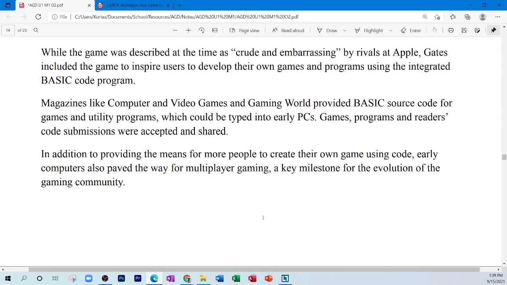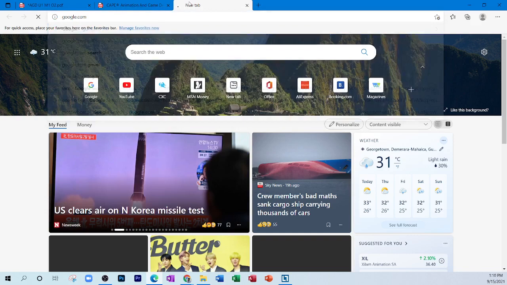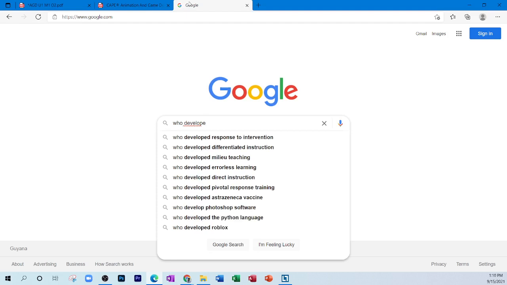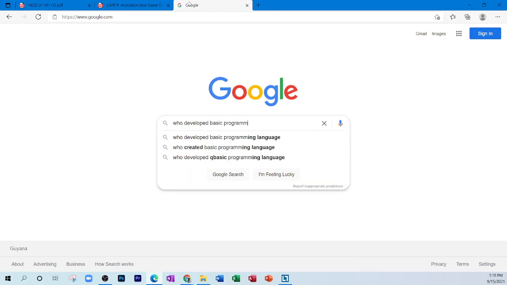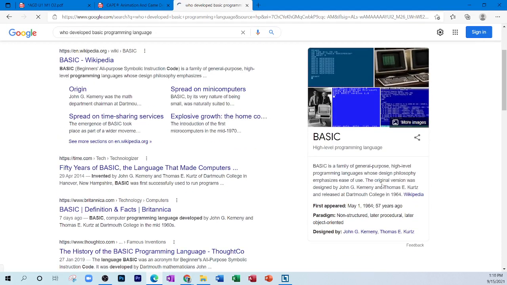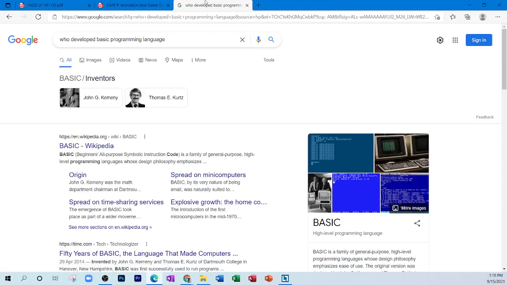Good. So I think we just learned something here. Apparently, Bill Gates used BASIC to create that game. I think Microsoft was the one that developed BASIC. Who developed BASIC? It was John G. Kemeny and Thomas E. Kurtz. Okay, and so Bill Gates would have used it to develop his games. Good.